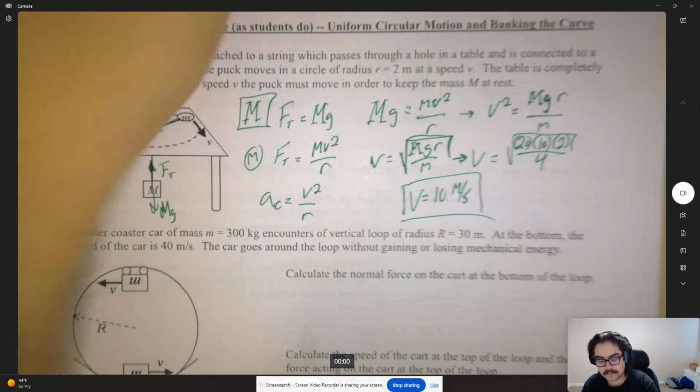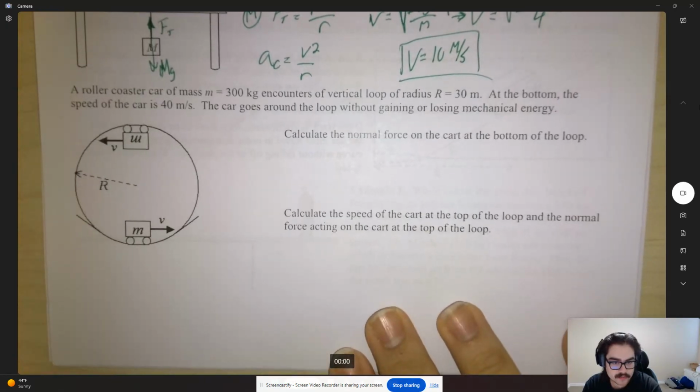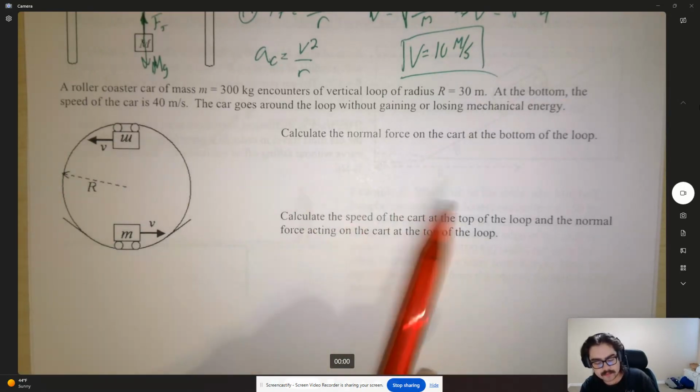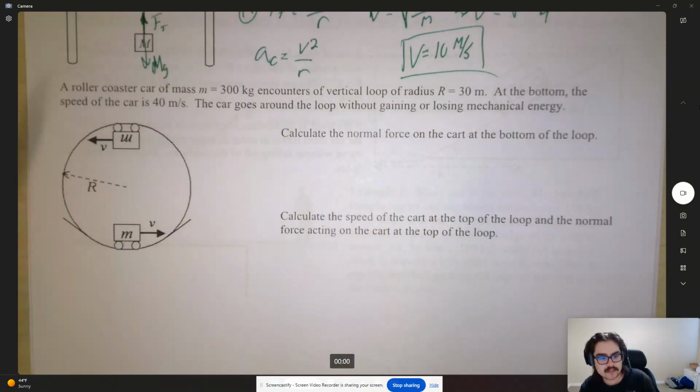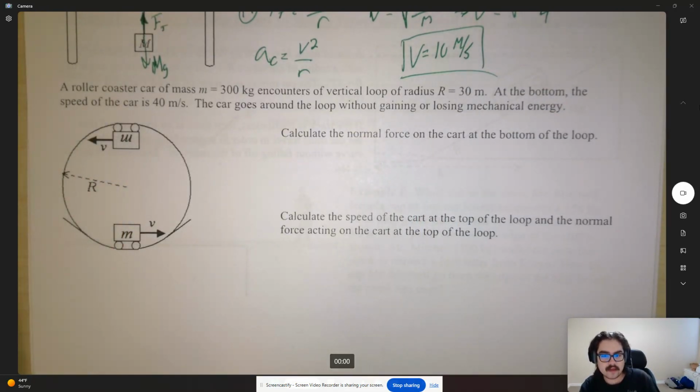Okay, which is good. Okay, roller coaster car example. We did a little bit of this with Hot Wheels cars last year. First off, normal force on the car at the bottom of the loop. This is really important to understand: at the bottom of the loop, the normal force is not just going to be equal to mg.